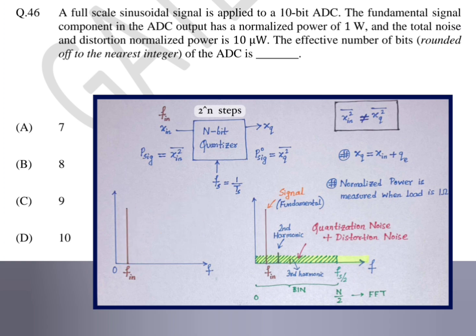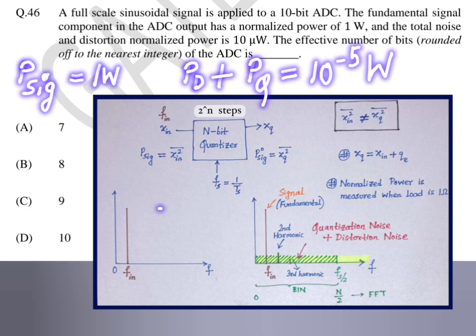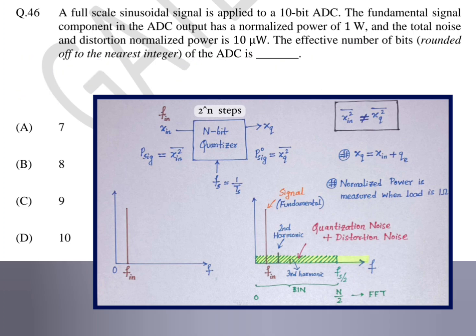As you see in the FFT, if you connect a 1 ohm load resistor at the load output, then the fundamental signal component in the ADC output has a normalized power of 1 watt. And the total noise and distortion normalized power is 10 microwatt, which is 10 into 10 to the power minus 6, that is 10 to the power minus 5 watt. Here the total noise means quantization noise, jitter noise, thermal noise, etc.